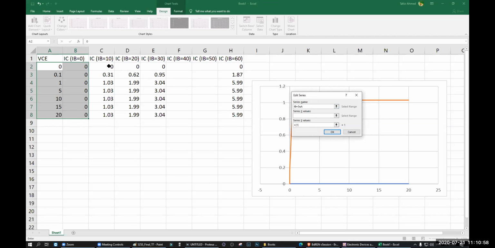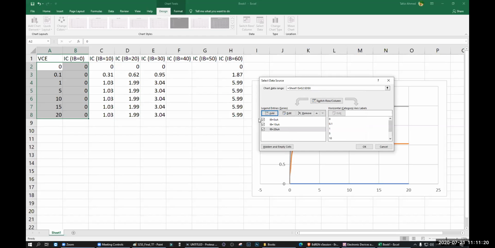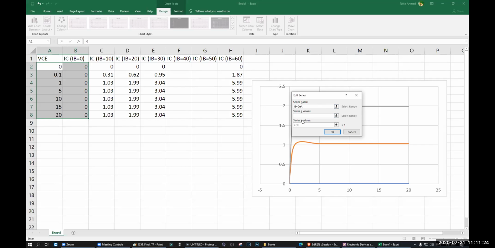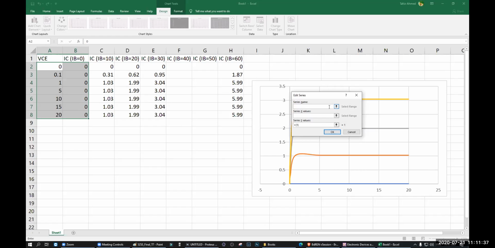Now again add. The series name will be IB is equal to 20 now. Your x value will be again the same, VCE is your x value. What is your y value? Again, this is your y value, for 20, okay? Now for next, add, series name will be IB is equal to 30. X will be this one, enter. Y will be this one, enter. Okay, add IB is equal to 40, 50, you do it. For x, this is your x value, enter. For y, this is your y value, enter.